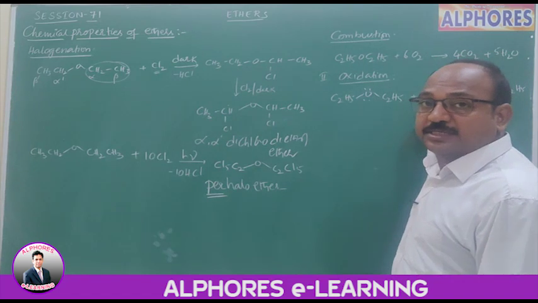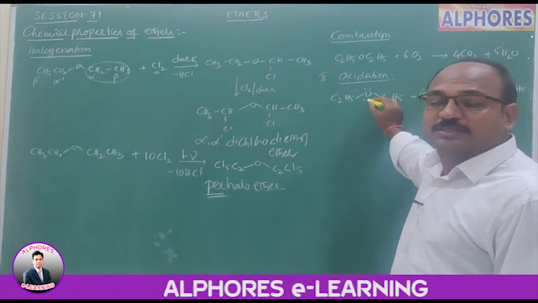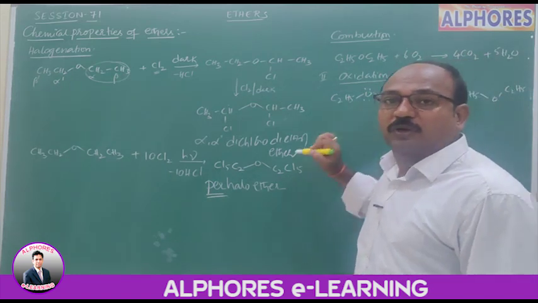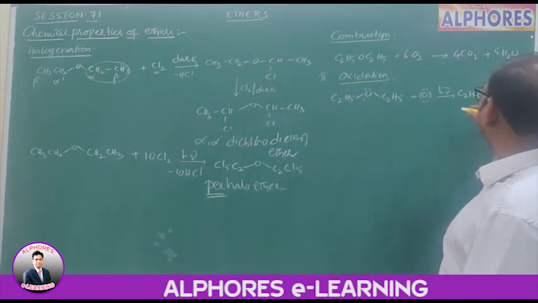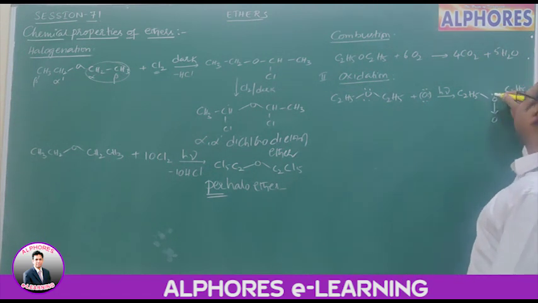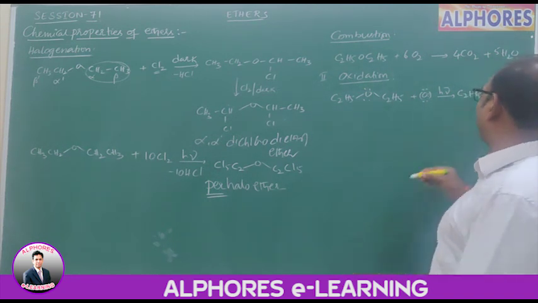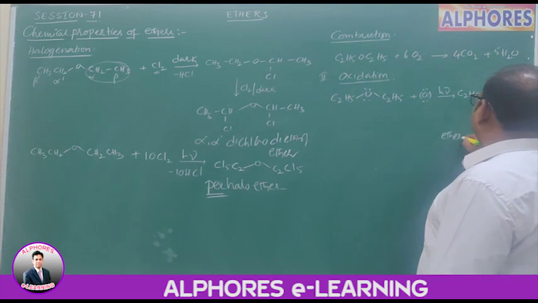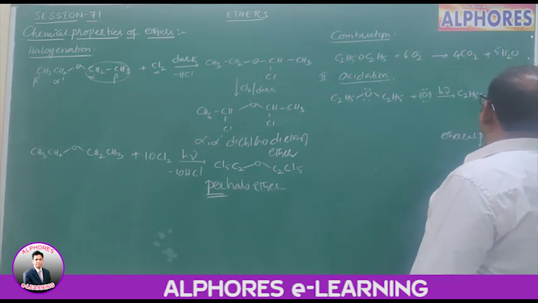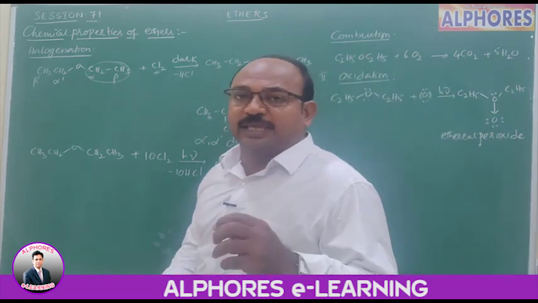C2H5 O C2H5. Here oxygen possesses 2 lone pairs. This one upon oxidation in presence of sunlight gives ethyl peroxide. C2H5 O C2H5: two lone pairs are there at this oxygen, and here nascent oxygen possesses 3 lone pairs, means 6 electrons. Now this one acts as Lewis acid and this oxygen acts as Lewis base.